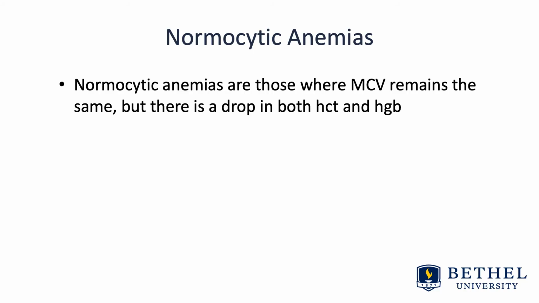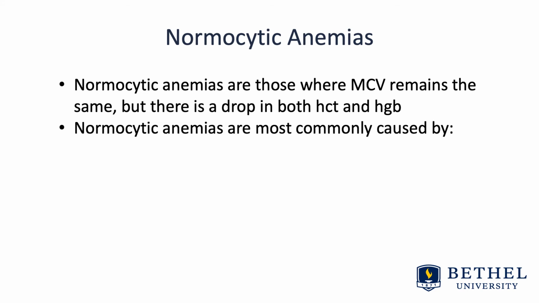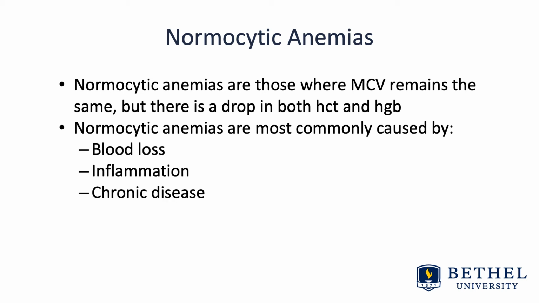Normocytic anemias are those where the MCV remains the same, but there is a drop in both hematocrit and hemoglobin. Normocytic anemias are most commonly caused by blood loss, inflammation, or chronic disease. Those normocytic anemias can eventually lead to a microcytic or macrocytic anemia due to depleted iron stores or the presence of immature RBCs.